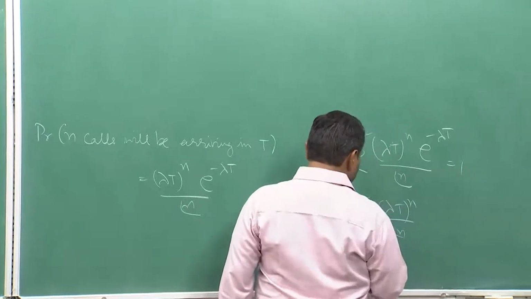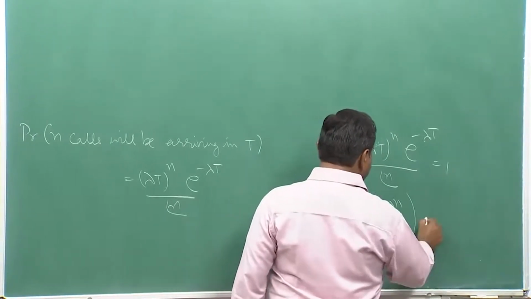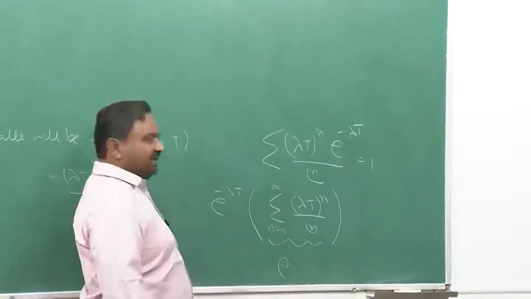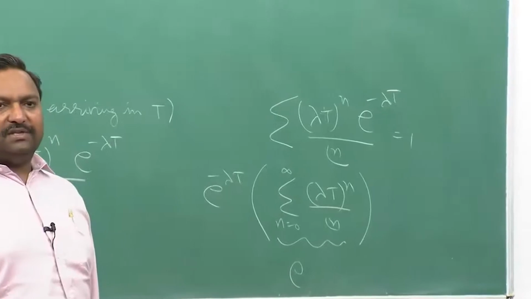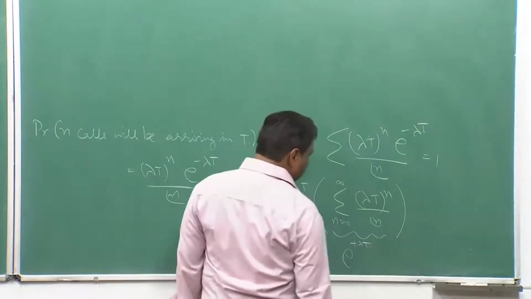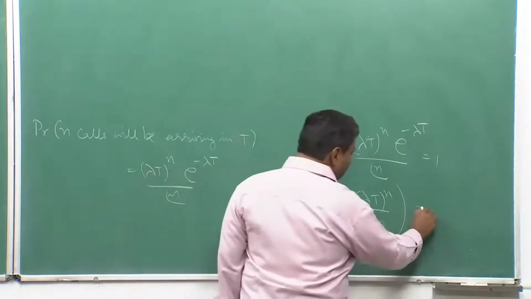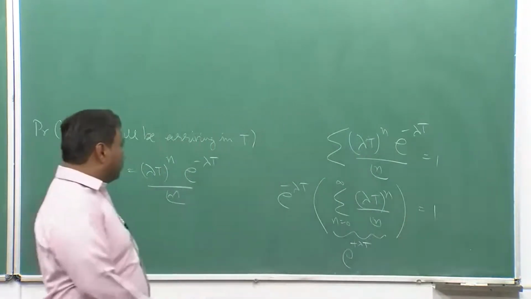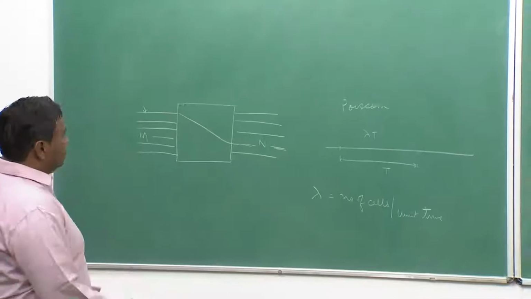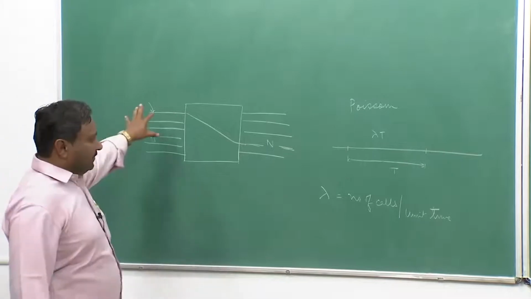n goes from 0 to infinity, and this is nothing but a series expansion for the exponential. So this will be written as e raised to the power plus lambda t, which turns out to be equal to 1. So this is a probability distribution, and we call it the Poisson distribution. Okay. So that is what is happening.